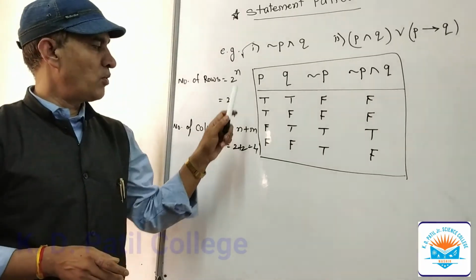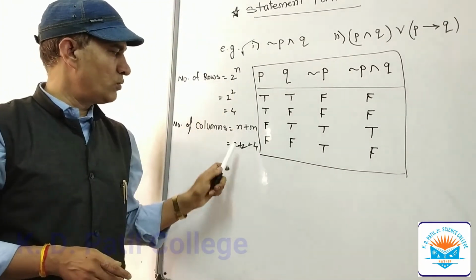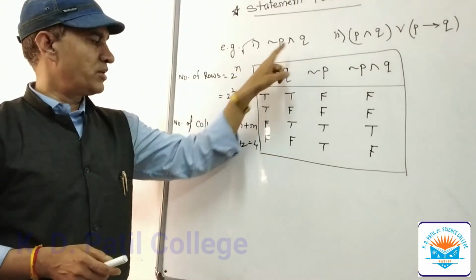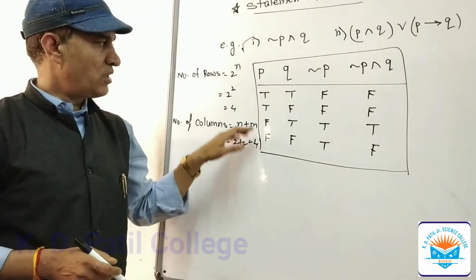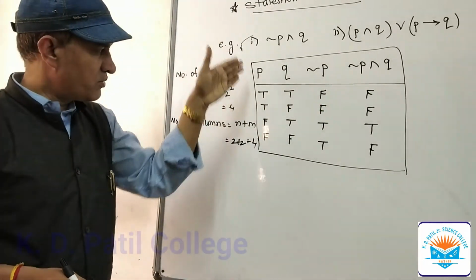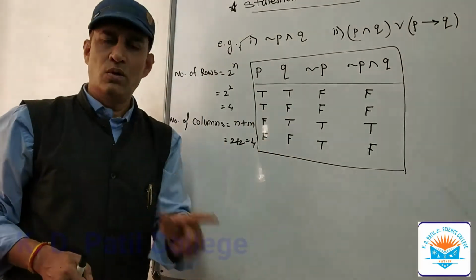So how many rows and columns? Look at n, we already have 2. m, the number of connectives, is 2. What are they? Negation and conjunction. 2 plus 2 becomes 4. That's why we have 4 rows, and 1, 2, 3, 4 columns. First, second, third, fourth.